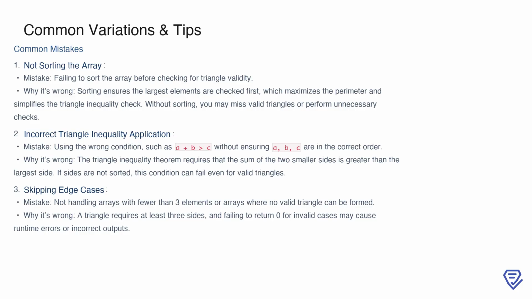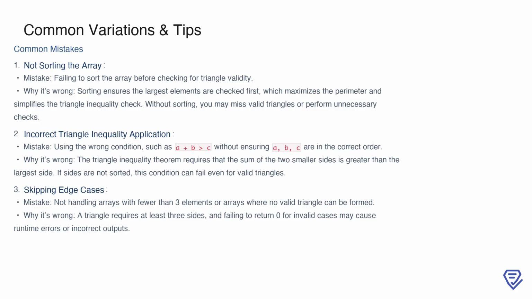Next, applying the triangle inequality incorrectly can lead to errors. For example, using conditions like a plus b greater than c without ensuring that a, b, c are ordered properly can fail because the theorem specifically applies to the two smaller sides being greater than the largest side. Sorting guarantees the sides are in the correct order, avoiding this mistake.